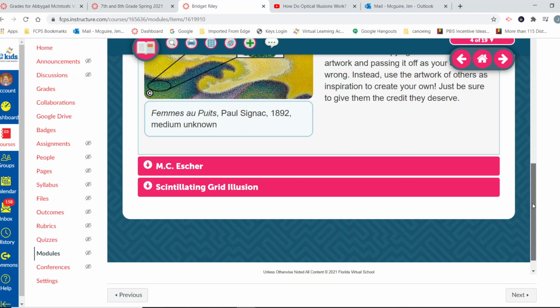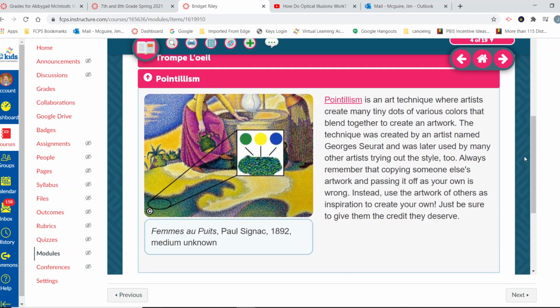I don't like that they include pointillism as an optical illusion. It's not really an optical illusion. Eyes blend colors, yes, that's true, but I don't know that that's as big an illusion as just how our eyes see color. Pointillism is an art technique where artists create many tiny dots of various colors that blend together to create an artwork. It was created by Georges Seurat, and it was actually used before Seurat, but Seurat made the most use of it. Later it was used by many other artists trying out that style too.